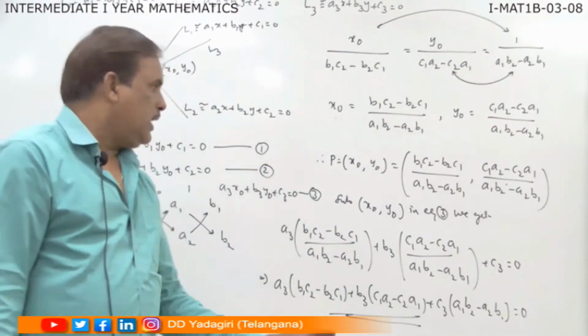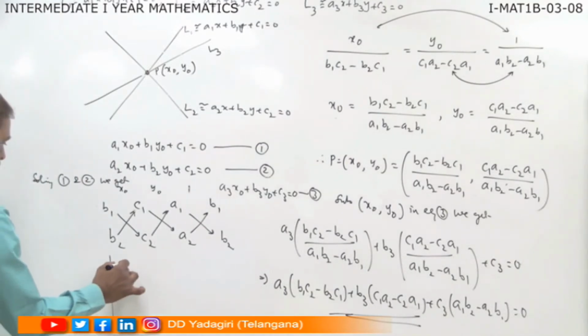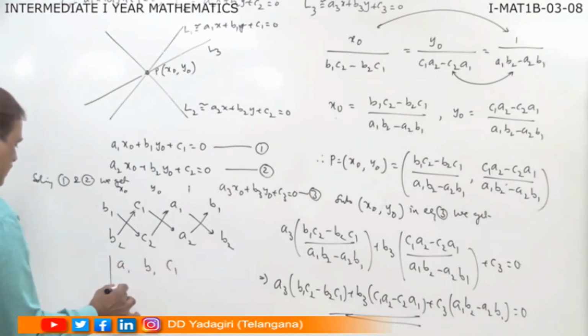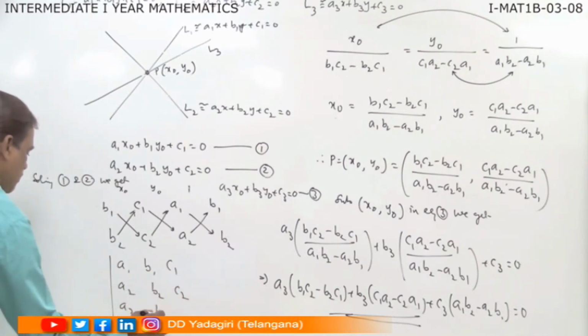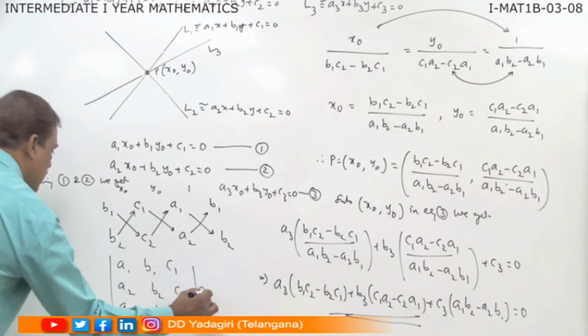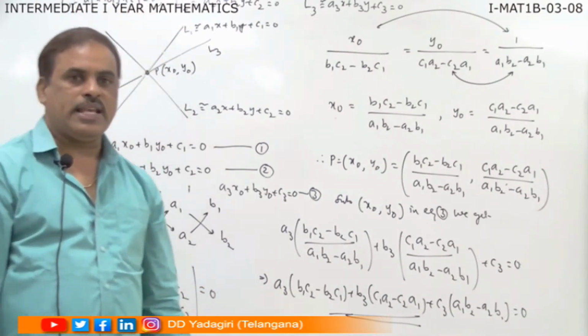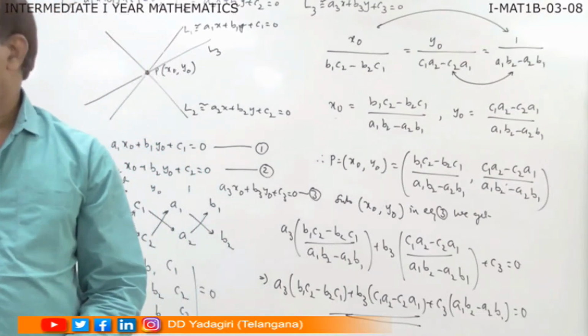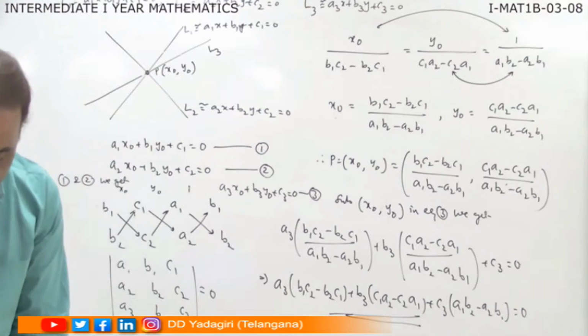Okay. So we can write this in determinant form: the determinant with rows a1 b1 c1, a2 b2 c2, a3 b3 c3. If the determinant of the coefficients is equal to 0, then we say the three given lines are concurrent. Okay, this is about the condition for the concurrency of lines.